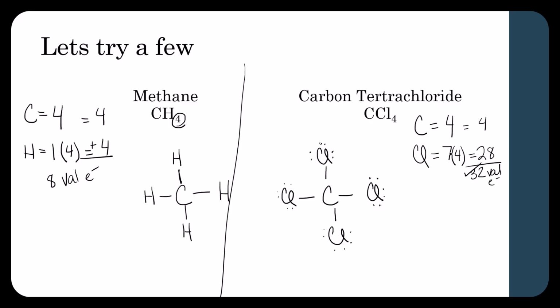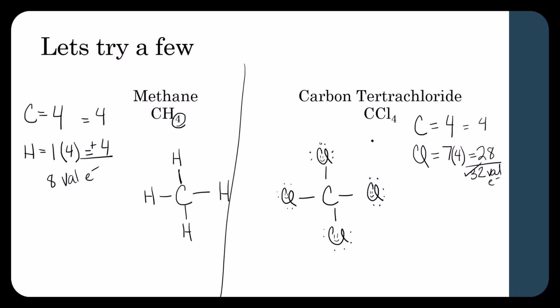Now we need to go back and make sure that octets are filled. Looking at this chlorine at the top, chlorine would like to touch 8 valence electrons, and he is touching 2, 4, 6, 8. So he's good. And this chlorine is 2, 4, 6, 8. He's good. This one is 2, 4, 6, 8. He's good. And this one is also 2, 4, 6, 8, so he's good.